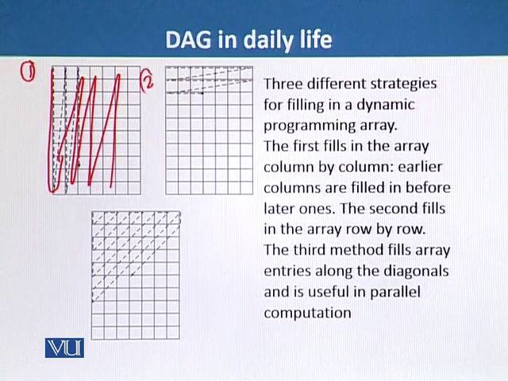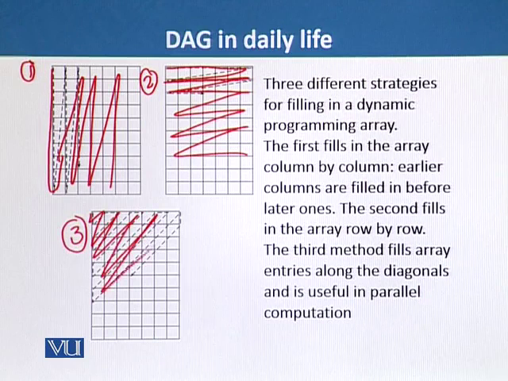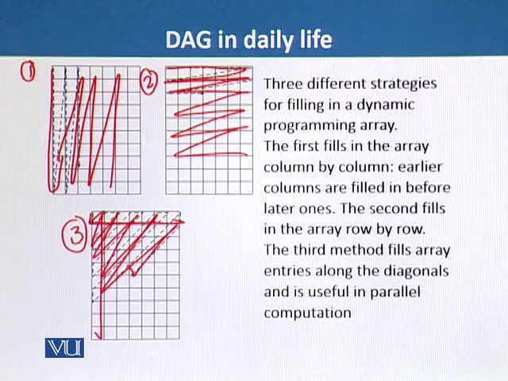In the second strategy, we fill the array row by row, in this direction. Similarly in this strategy also, the earlier rows are filled in before the later ones. And in the third strategy, the parallel computation strategy, the entries are computed along the diagonals. In this technique we can solve the rows and the columns simultaneously, or in parallel.